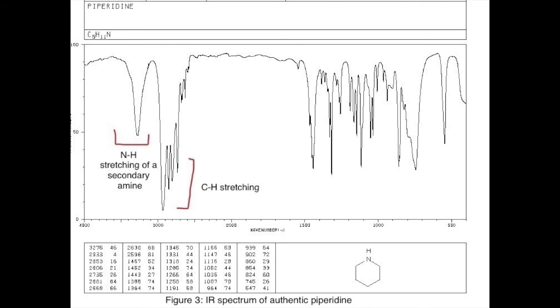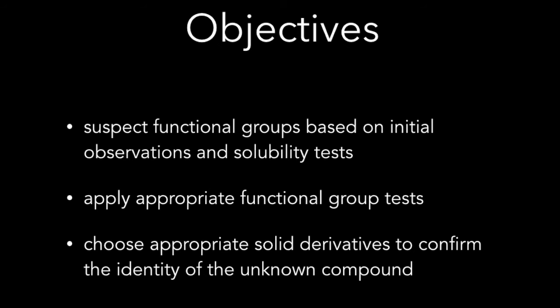The objectives of the experiment were met by distinguishing the identity of an unknown molecule using the following techniques: initial observations and solubility tests to suspect a specific functional group, further characterization of the molecule using appropriate functional group tests, and choosing an appropriate solid derivative compound to confirm the identity of the molecule.